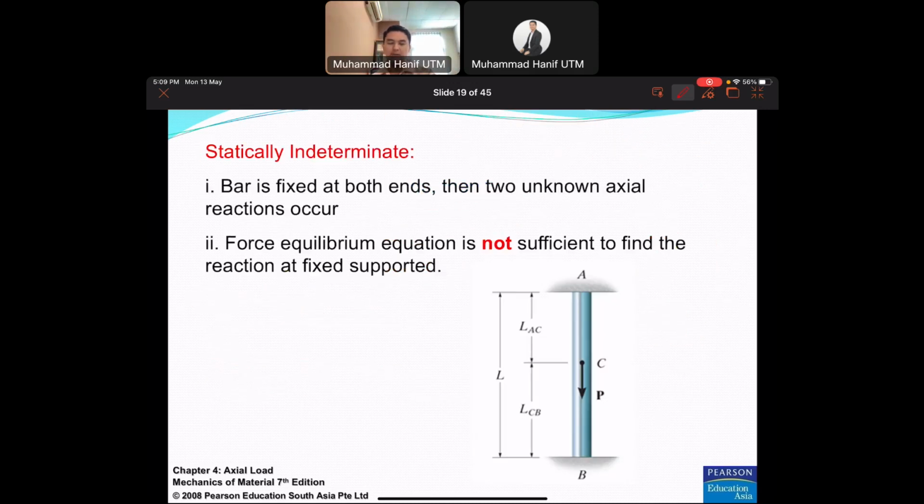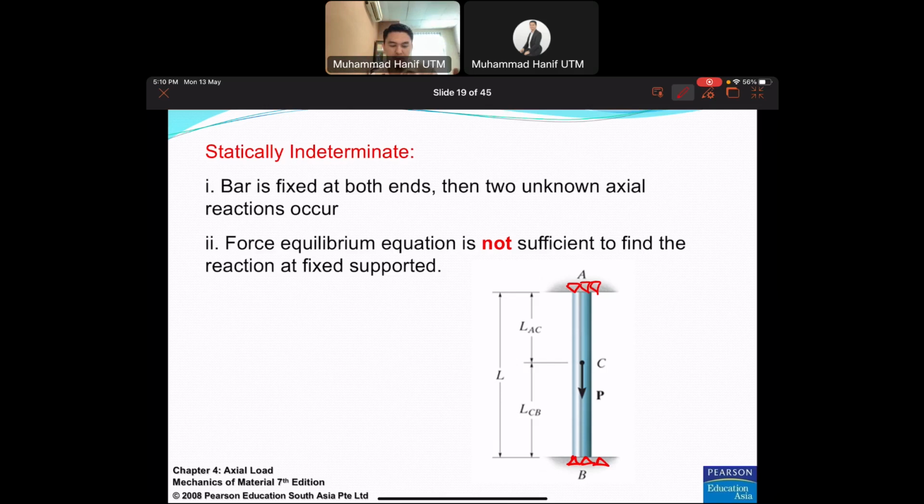And how about the statically indeterminate? Number one, the bar is fixed at both ends. This is only an example; there are many cases, and one of them is the bar fixed at both ends. Then two unknown axial reactions occur. The figure shows the bar fixed at both sides, the top and the bottom. I make it with the same symbol, and this symbol represents the fixed position. If this case happens, then this one is statically indeterminate, where we only have one equation to solve the problem.